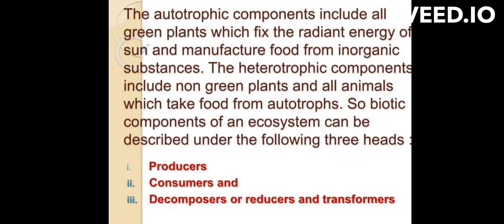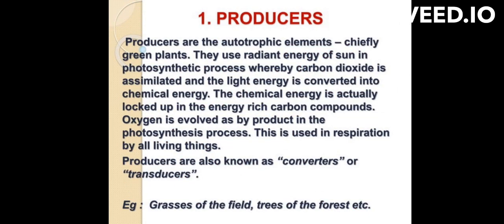The autotrophic components include all the green plants which fix the radiant energy of the sun and manufacture food from inorganic substances. The heterotrophic components include non-green plants and all animals which take food from the autotrophs. So the biotic components of an ecosystem can be described under the following three headings: producer, consumer, and decomposer or reducer and transformers.